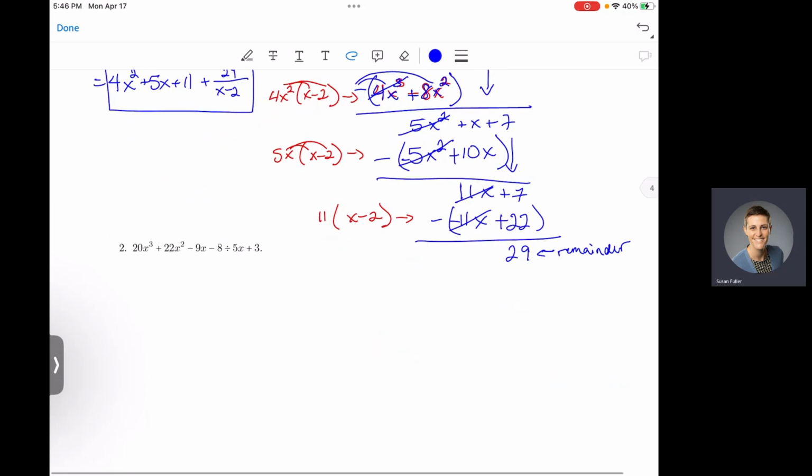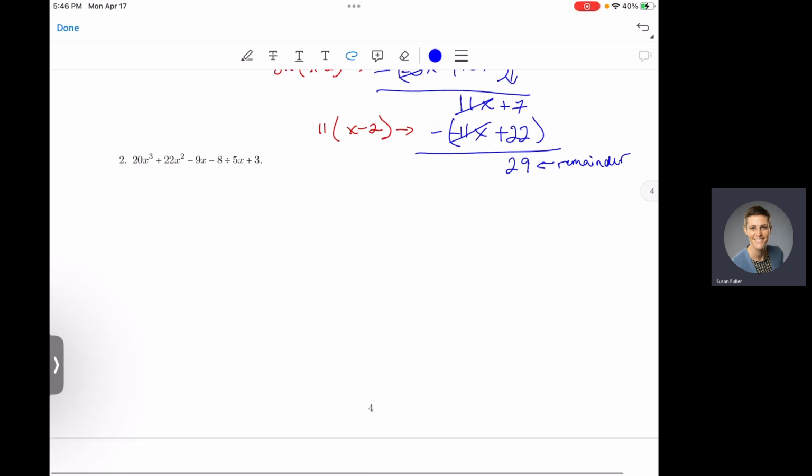All right, I've got another example for you. Go ahead and pause it and try this one on your own to see if you can do the polynomial long division, and then I'll run through it and we'll see how you did.